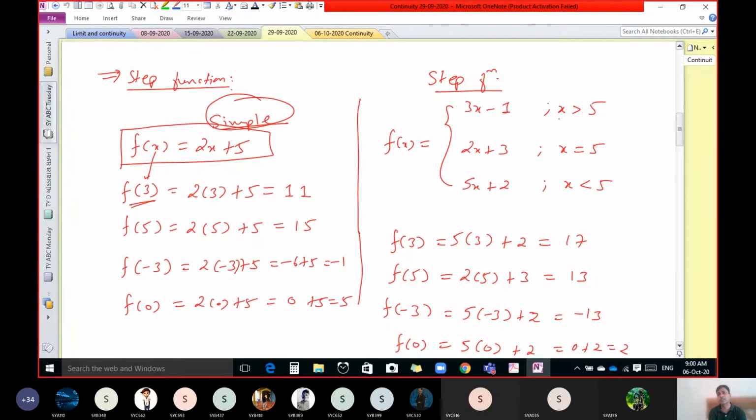If x is more than 5, then you have to take the function 3x minus 1. If x equals 5, then our function is 2x plus 3. And if x is less than 5, then our function is 5x plus 2. So here, depending on x, we have to select the function. Whereas in a simple function, whatever the value of x, your function remains the same.